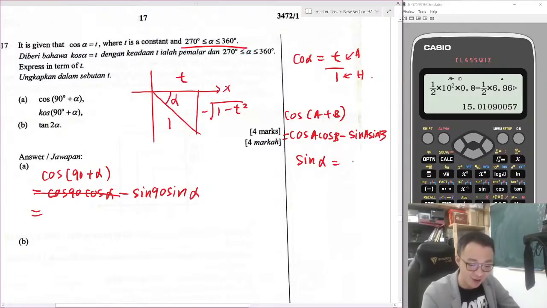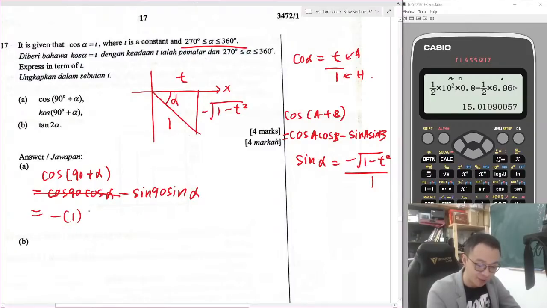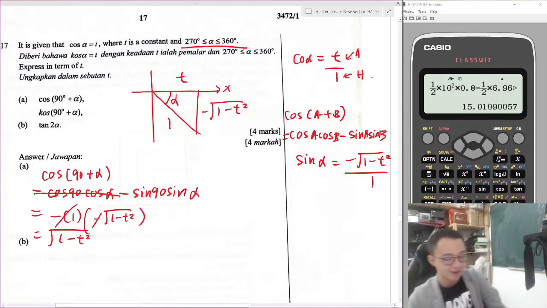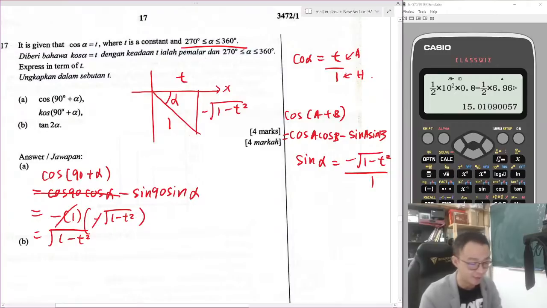Sin alpha is opposite over hypotenuse. Alright, so minus sin 90, which is 1, and then multiply with negative square root of 1 minus t squared. So the final answer should be square root of 1 minus t squared. Negative and negative cancel out. Alright, done with part A.